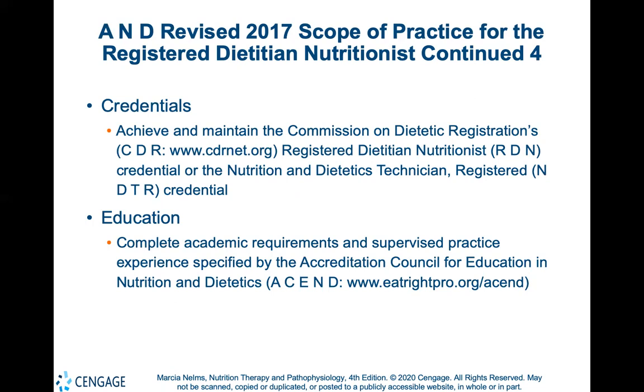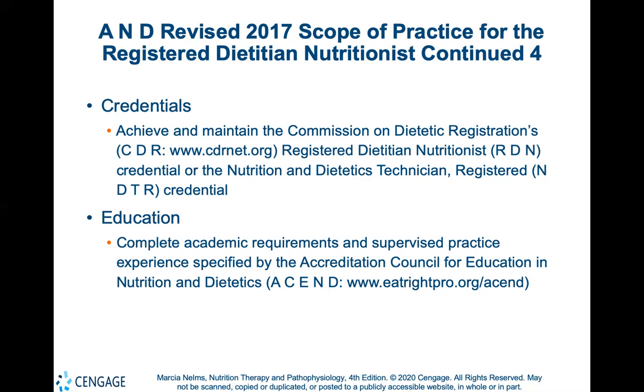CDR is the credentialing agency of the Academy for all RDNs and NDTRs and is fully accredited by the National Commission for Certifying Agencies, the accrediting arm of the Institute for Credentialing Excellence. Accreditation by the Institute for Credentialing Excellence reflects achievement of the highest standards of professional credentialing.